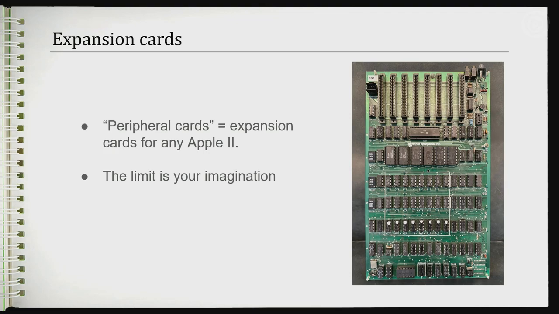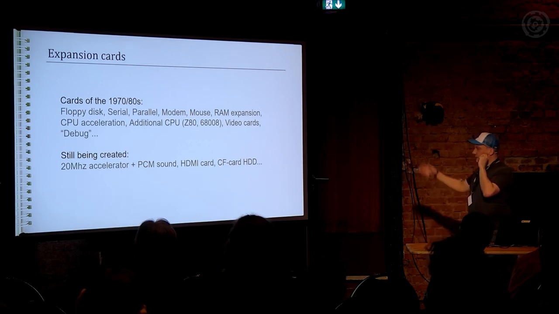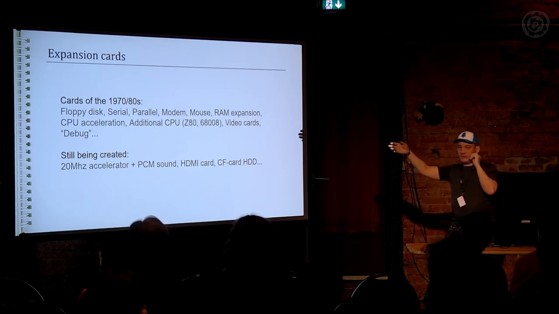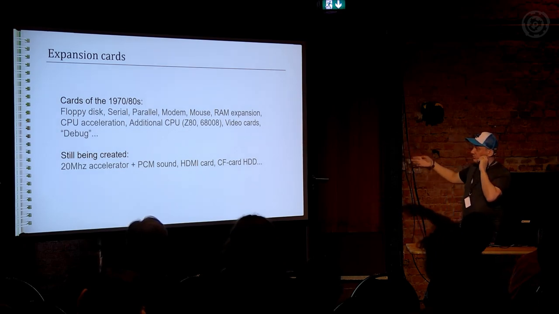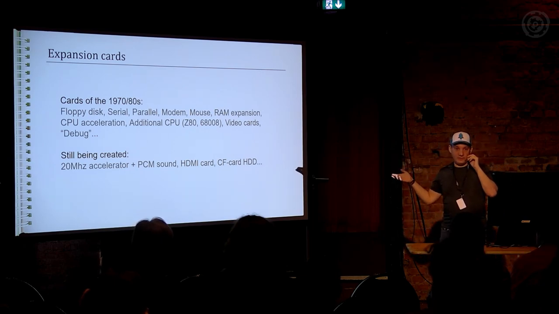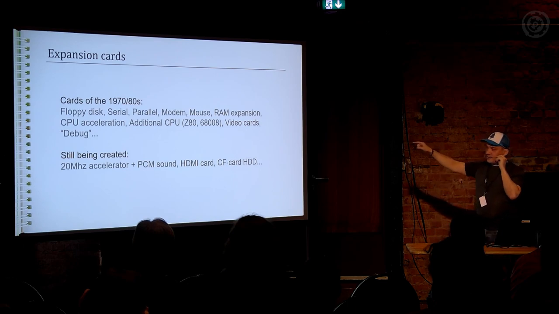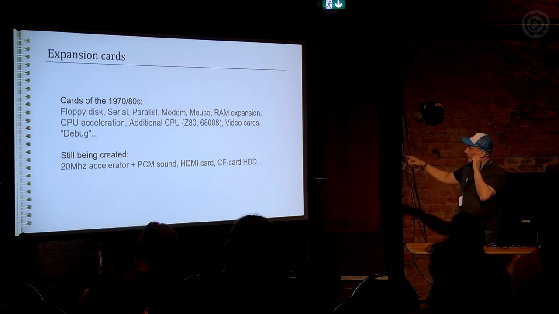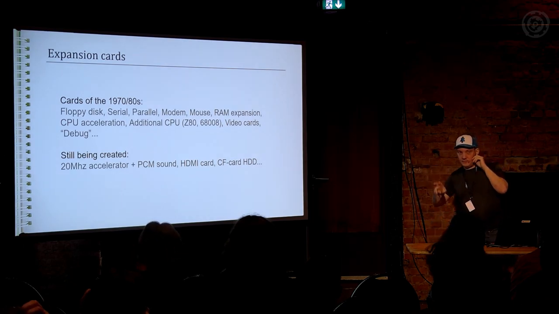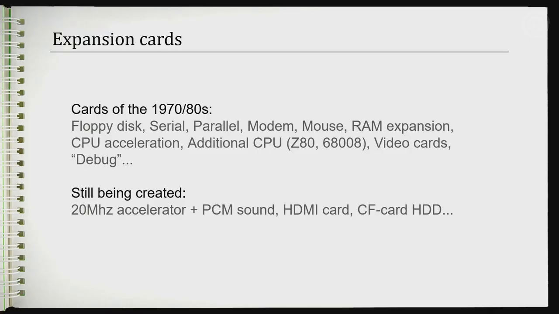Okay, so there are 7 slots. The cards you can find from the 70s and 80s are the floppy disk, serial, parallel, modem, mouse, RAM expansion, a lot of cards, and CPU acceleration. So you can have a 4 megahertz CPU or an 8 megahertz CPU. You have additional CPU cards, like the Z80 card to run CP/M initially, but you can do whatever you want. A 68000 card. When you run those cards, the 6502 is stopped. And you have video cards and debug cards, to make saves of your games. So that existed, and a lot of homemade cards as well.